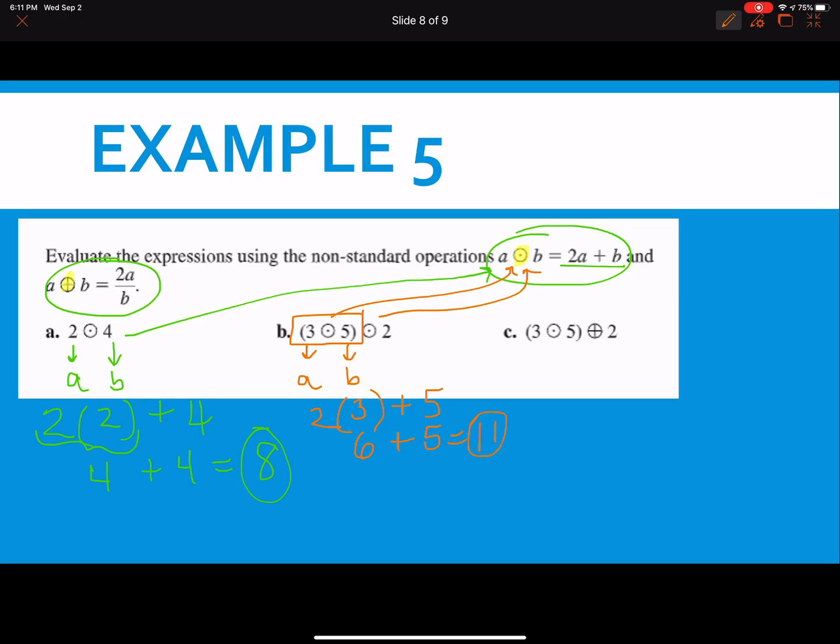Now I'm not quite finished yet. I'm going to take 11 and take it a step further. So now this first part was 11. I'm going to take that non-standard symbol and then I'm going to bring down the 2. And again, I'm going to substitute this for A and this for B. So I go back to that expression, 2A plus B, or in this case, 2 times 11 plus 2.